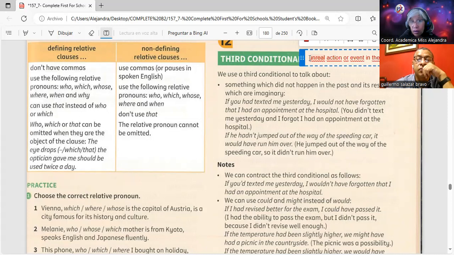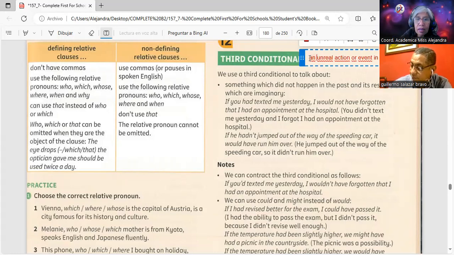Differently from the zero conditional that is a fact, the first conditional that is possible, the second conditional that is barely possible, the third conditional talks about unreal actions or events in the past. That's what differentiates the third conditional from the first and the second, because in the first, it can be possible. In the second, it might be possible. But in the third, we're talking about something that didn't happen at all. Of course, the consequences or results indicated in the main clause are also imaginary.